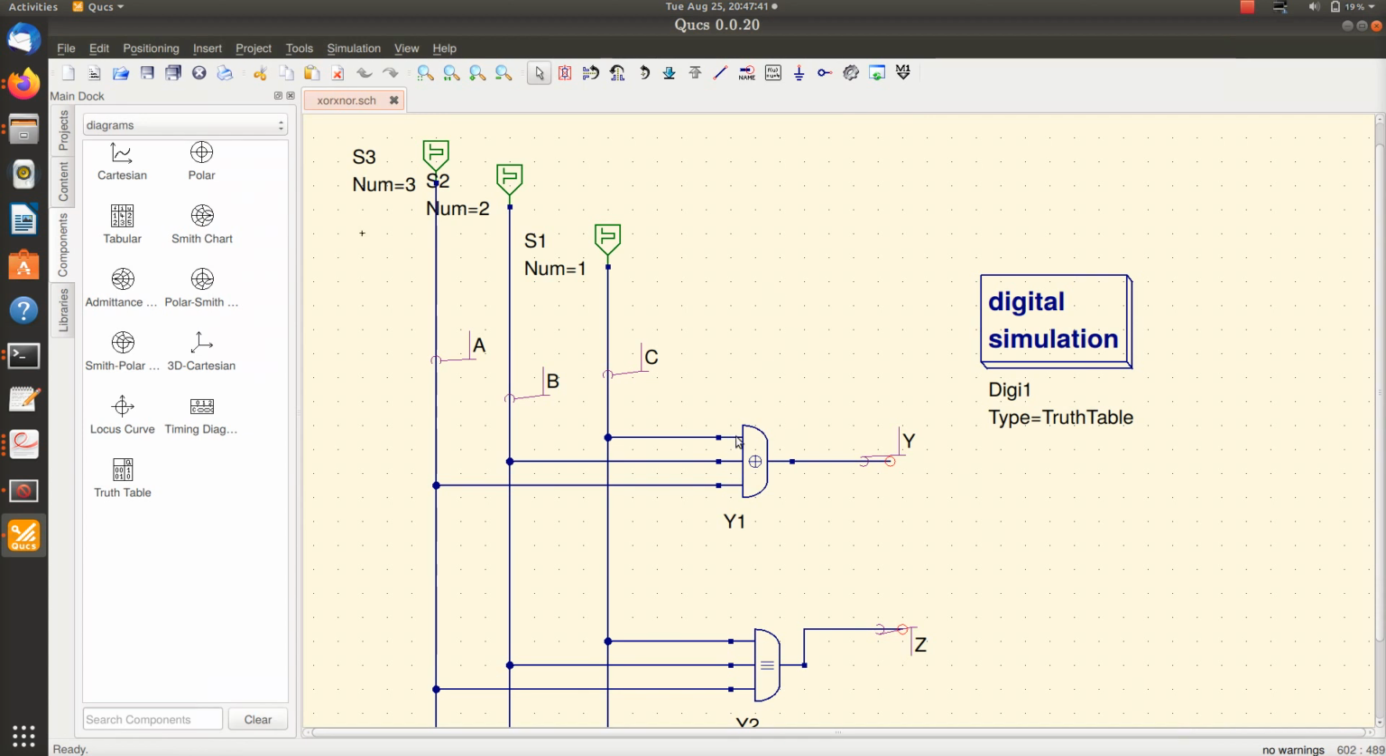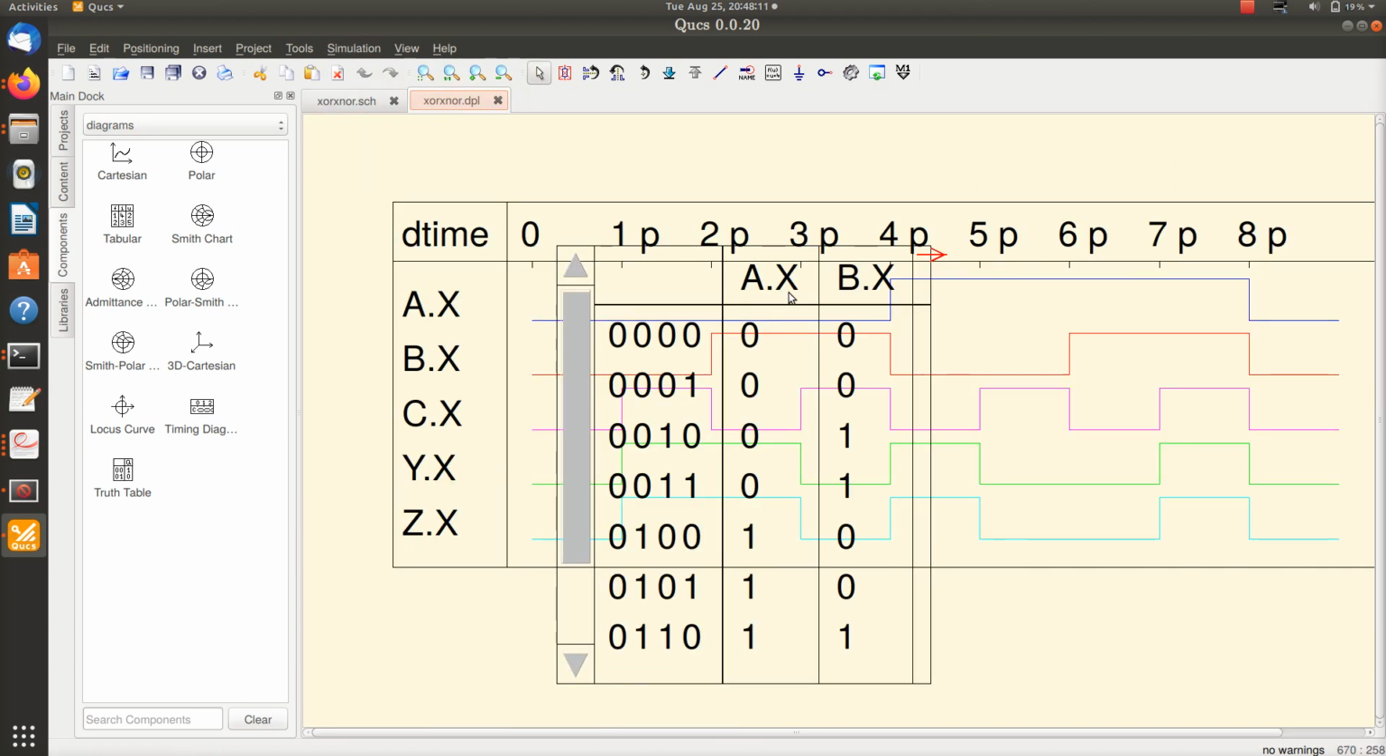Here this is a 3 input exclusive OR gate, this is a 3 input exclusive NOR gate. We will prove that Y and Z are the same. I have 3 signals, S1, S2 and S3. Signal S1 is 1 nanosecond, 1 nanosecond, this is 2 nanoseconds, 2 nanoseconds, this is 4 nanoseconds, 4 nanoseconds, so that I will get a neat truth table. Now I have done the simulation for a truth table. You can appreciate this truth table.